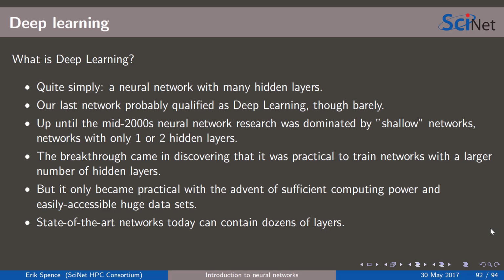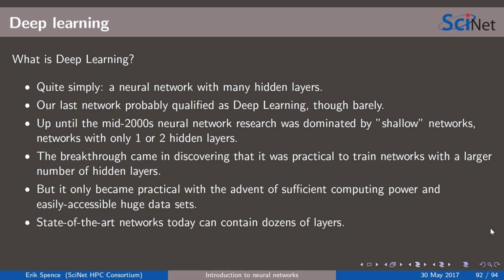You will find state-of-the-art networks have dozens of layers, and they take days to train because it's just slow. When you've got that many layers, it just takes a long time to do anything. Up until the mid-2000s, we were just doing shallow networks, which means 1 hidden layer, maybe 2 hidden layers. But we discovered that it was practical to train networks with a large number of hidden layers. 1, because we discovered GPUs were really good at this, and 2, we discovered, with the help of the internet, that you can get gobs and gobs of huge data sets that make training these things practical.